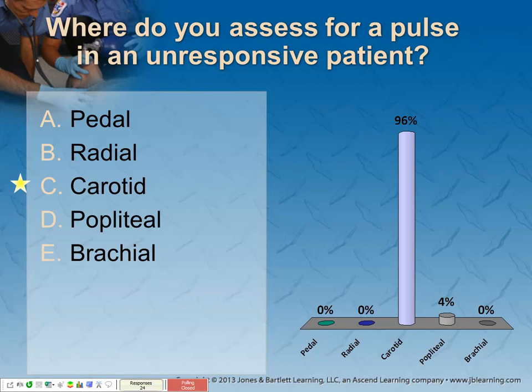Now, what if they're unresponsive and less than a year old? Brachial. Can you check a carotid pulse in a child less than 1 year old? You're going to have a really hard time. Brachial is the best place to check a pulse in a child under the age of 1, who's considered an infant.